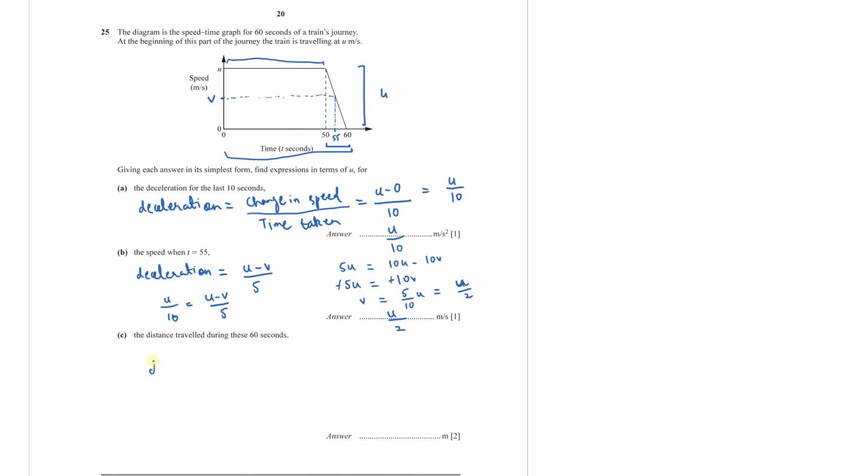So I can use distance equals 1 by 2 times height u times the sum of parallel sides. So parallel sides are 60 plus 50, which is 110. So 110u by 2. If you divide 110 by 2, you get 55u. So your answer is 55u meters.